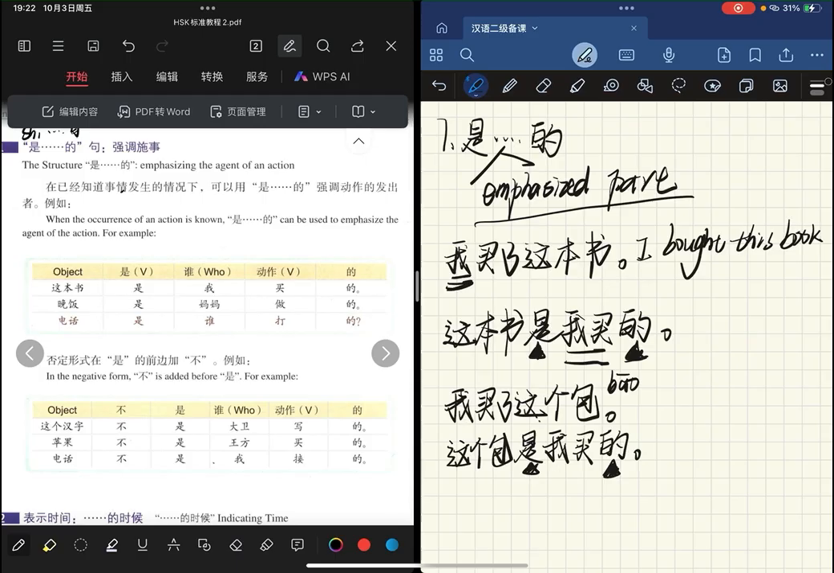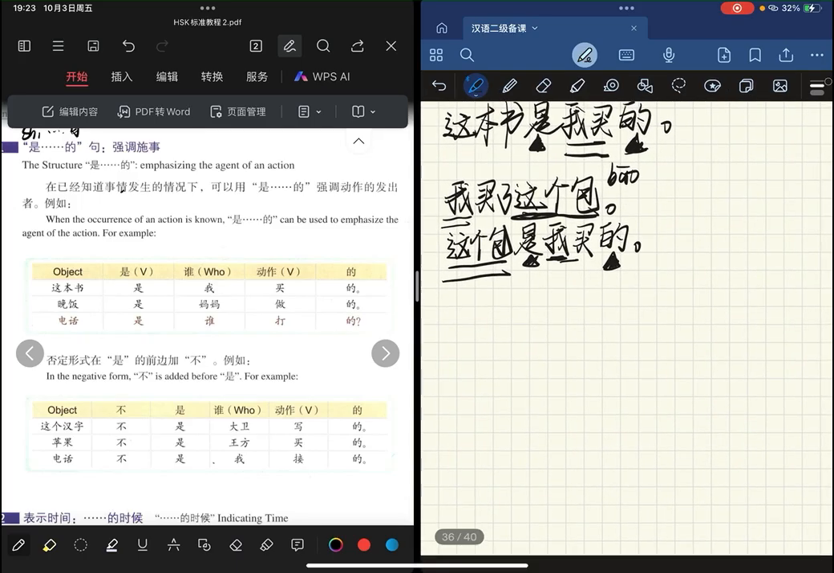we move the object. In this sentence, I bought this bag, 我买了这个包, 这个包 is the object. 我 is the subject, right? But if we turn this sentence to the 是的 structure sentence, we move the object to the front, 这个包 to the front, and place the original subject into the emphasis structure. 这个包是我买的。So we just follow this rule.